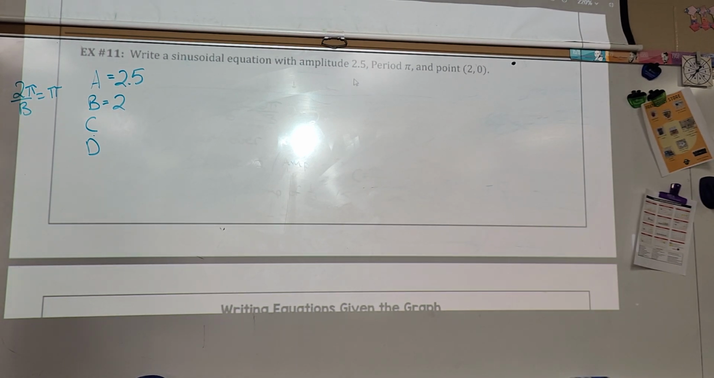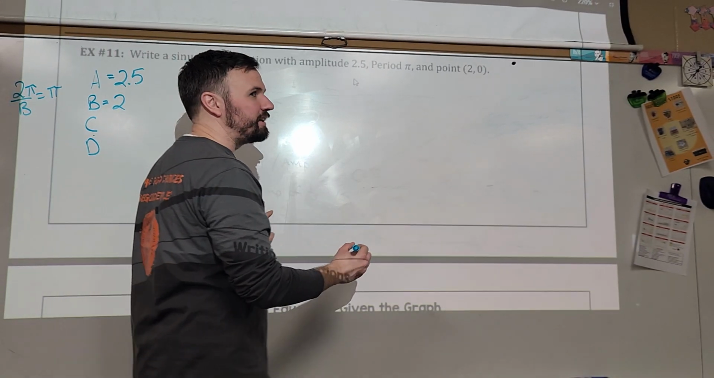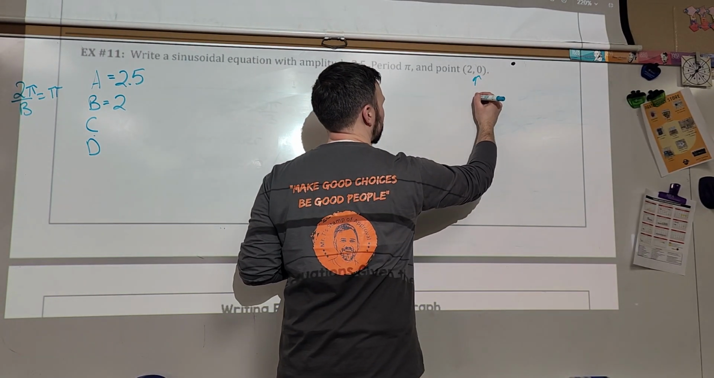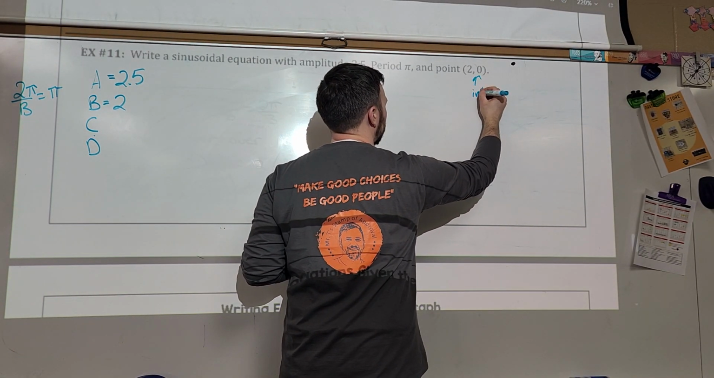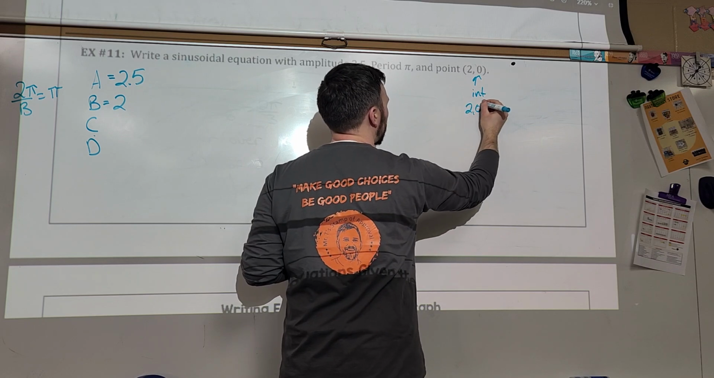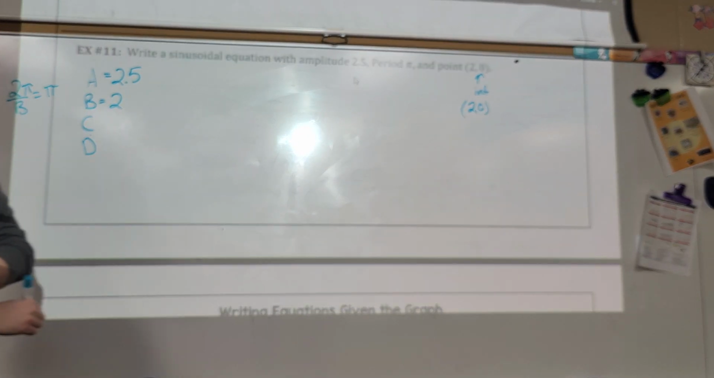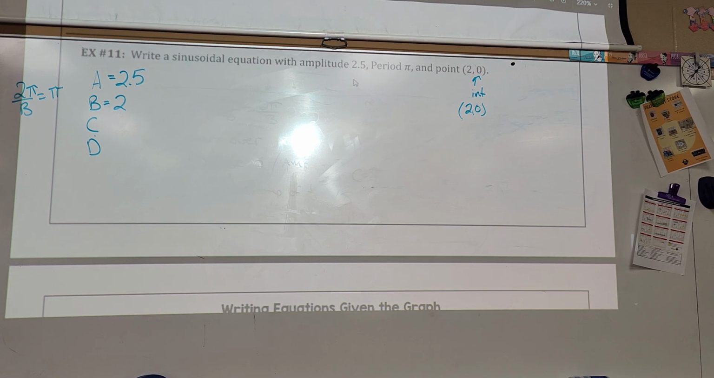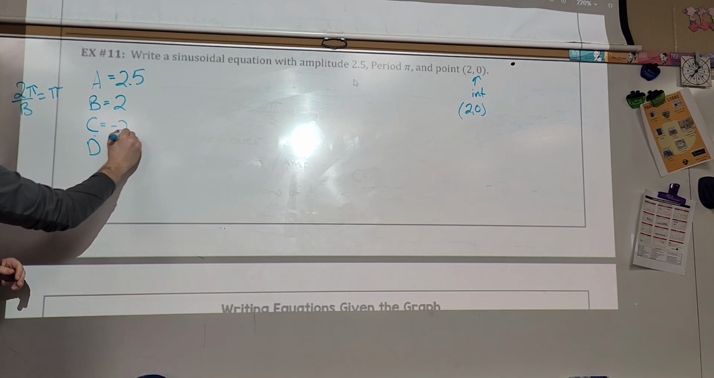Now I have the point (2, 0). That's the starting point. Doesn't give me anything else. So with sine, where does sine start? It starts at an intercept, right? Could (2, 0) be an intercept? So is that my starting point? So C would be 2.